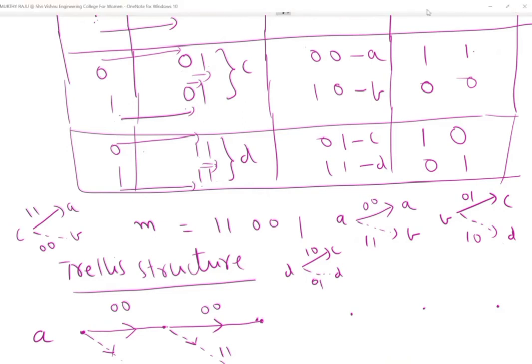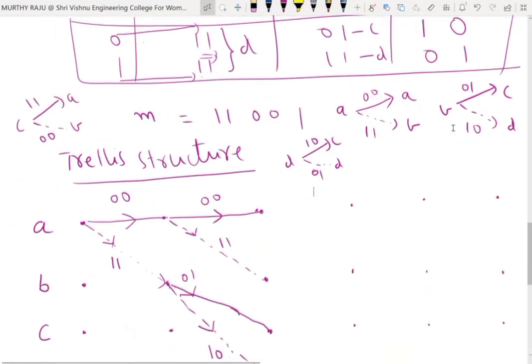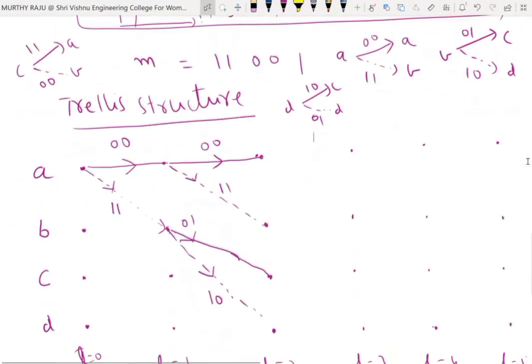By using these flow graphs, signal flow graphs, I have to construct the diagram. Here A to A, 0 0. Here A to B, 1 1. Here B to C. Here B to C, 0 1.